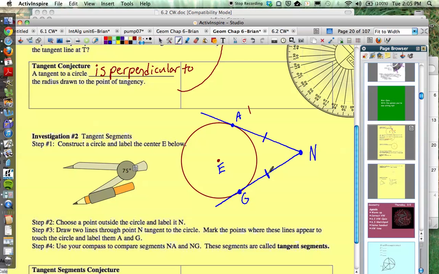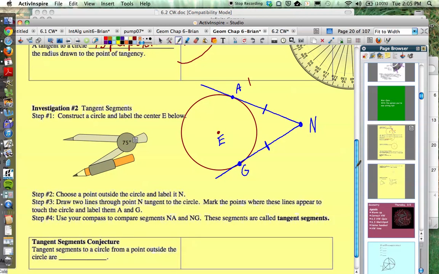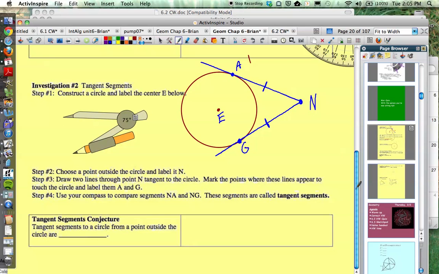So these segments are called tangent segments. Notice it's NA and NG. I extended those segments a little bit past points A and G, but the actual segments NA and NG are called the tangent segments. So looking at the conjecture, it says tangent segments to a circle from a point outside the circle are congruent. So no matter where we would have chosen that point outside of the circle, if we drew the two tangent segments, those two tangent segments are going to have the same lengths.